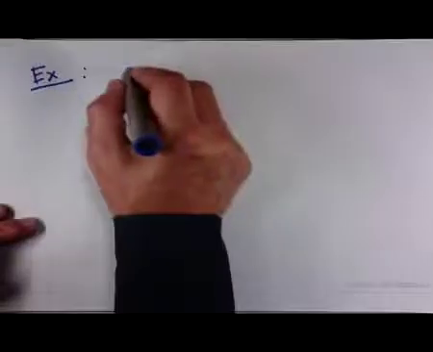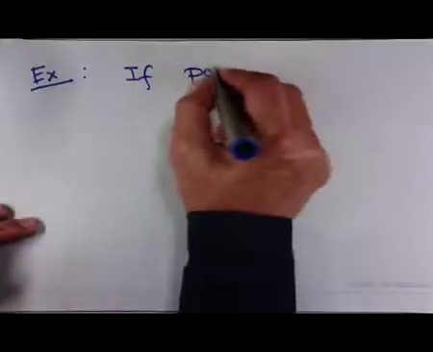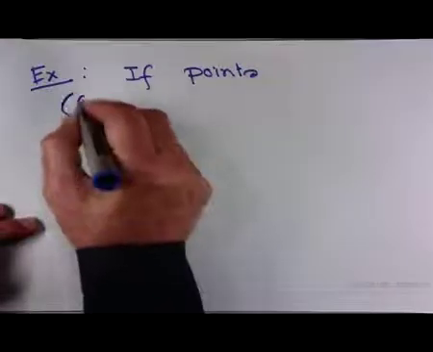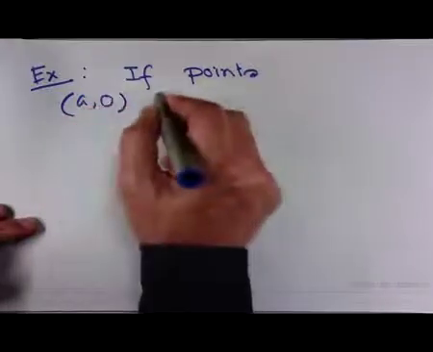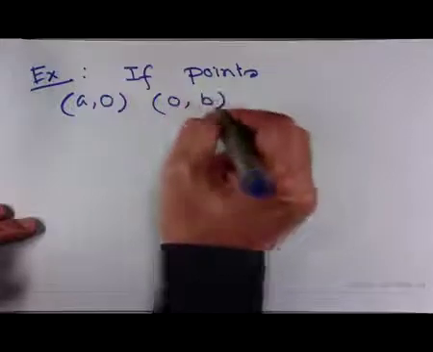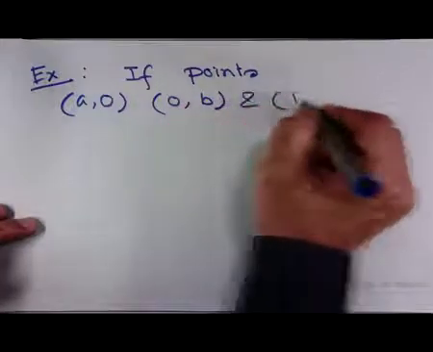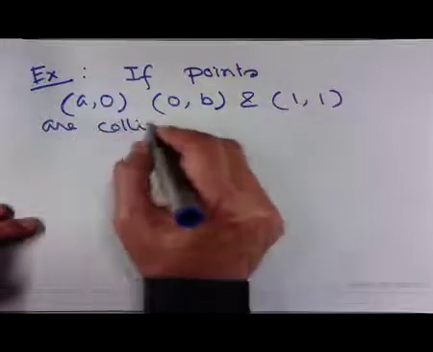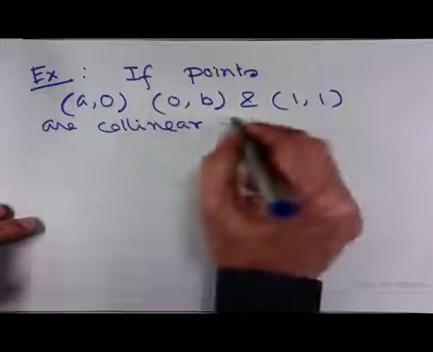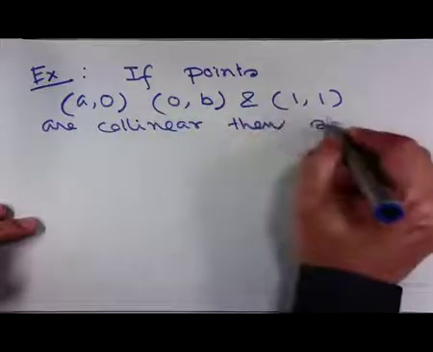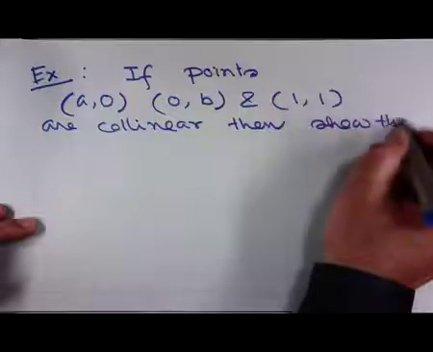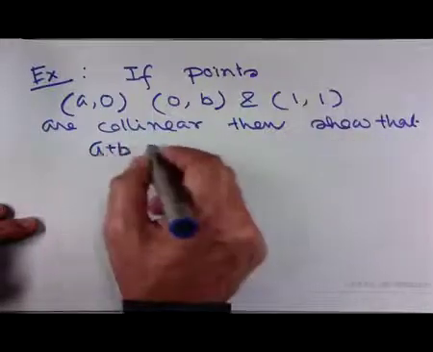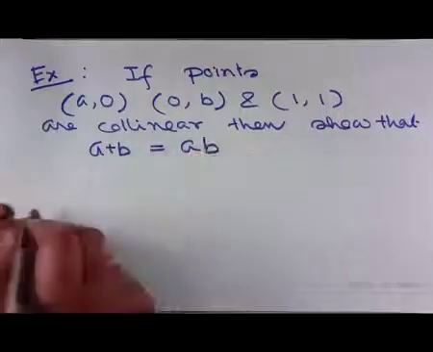Another example: if points A comma 0, 0 comma B and 1 comma 1 are collinear, then show that A plus B is equal to AB.